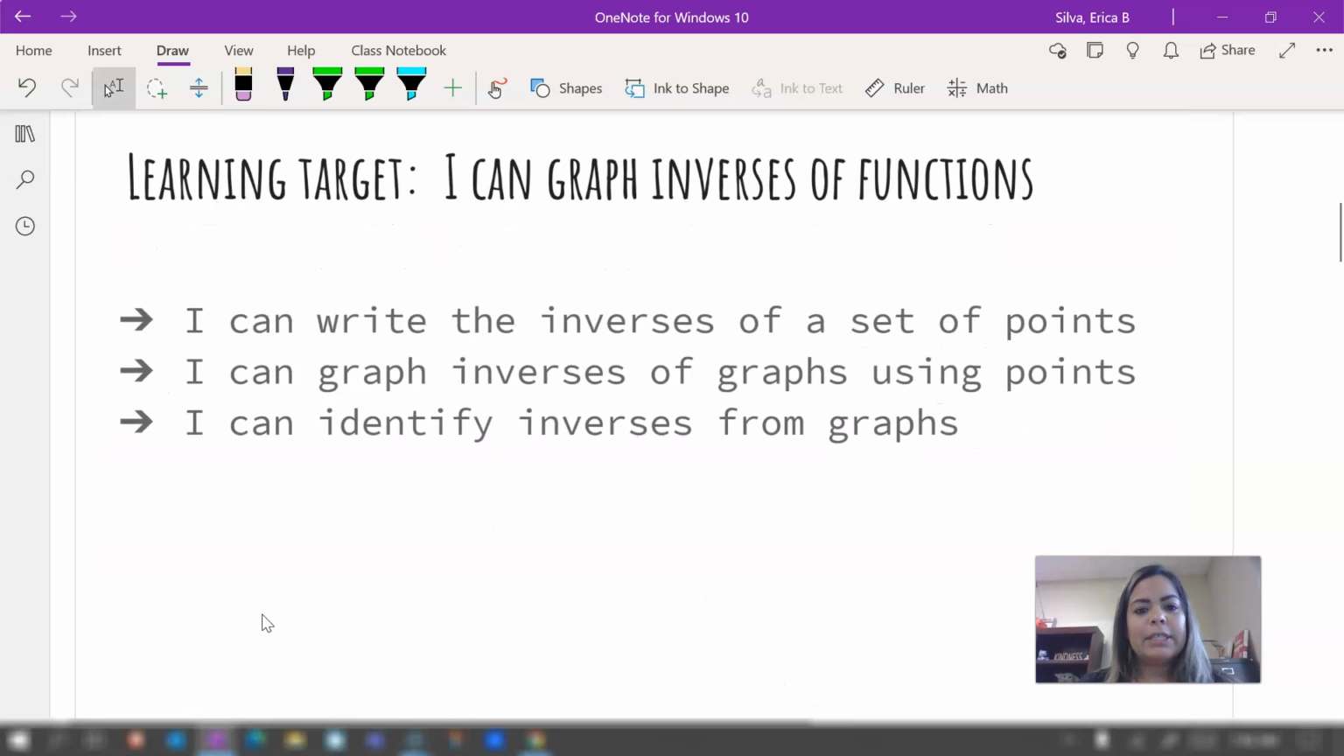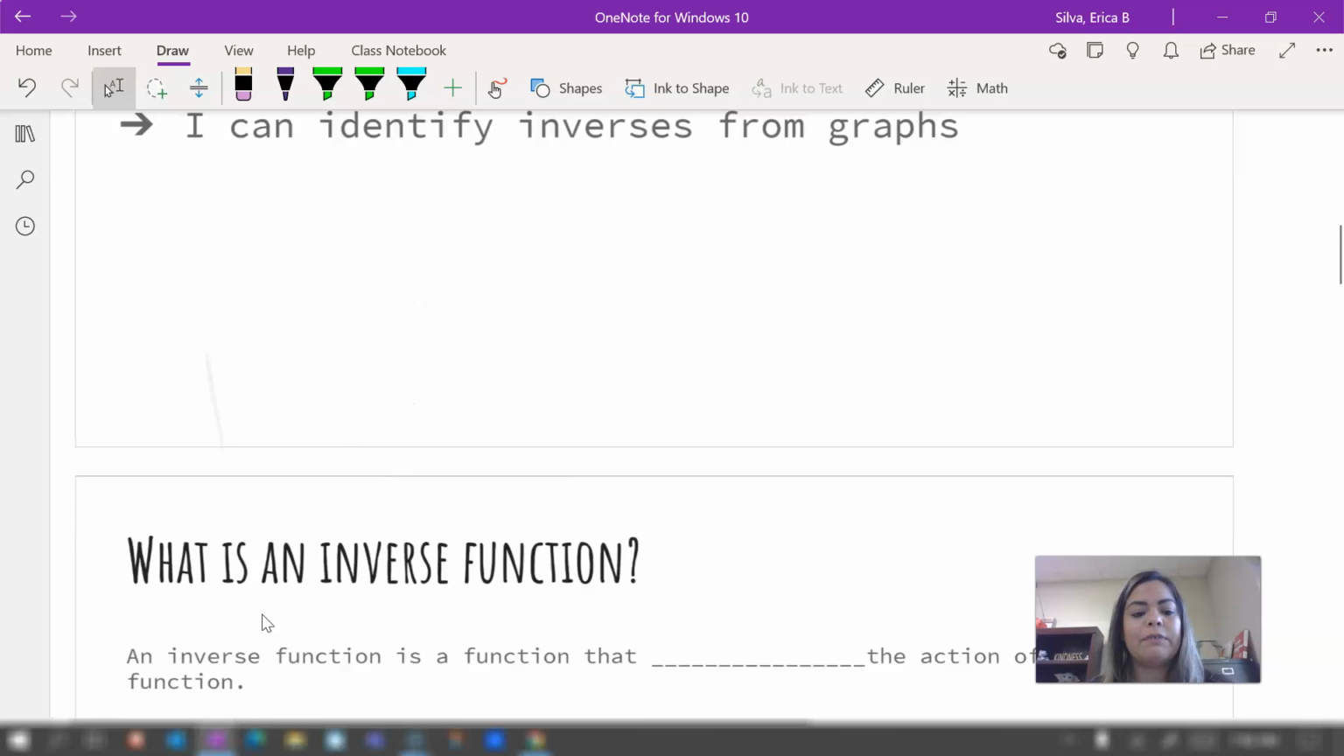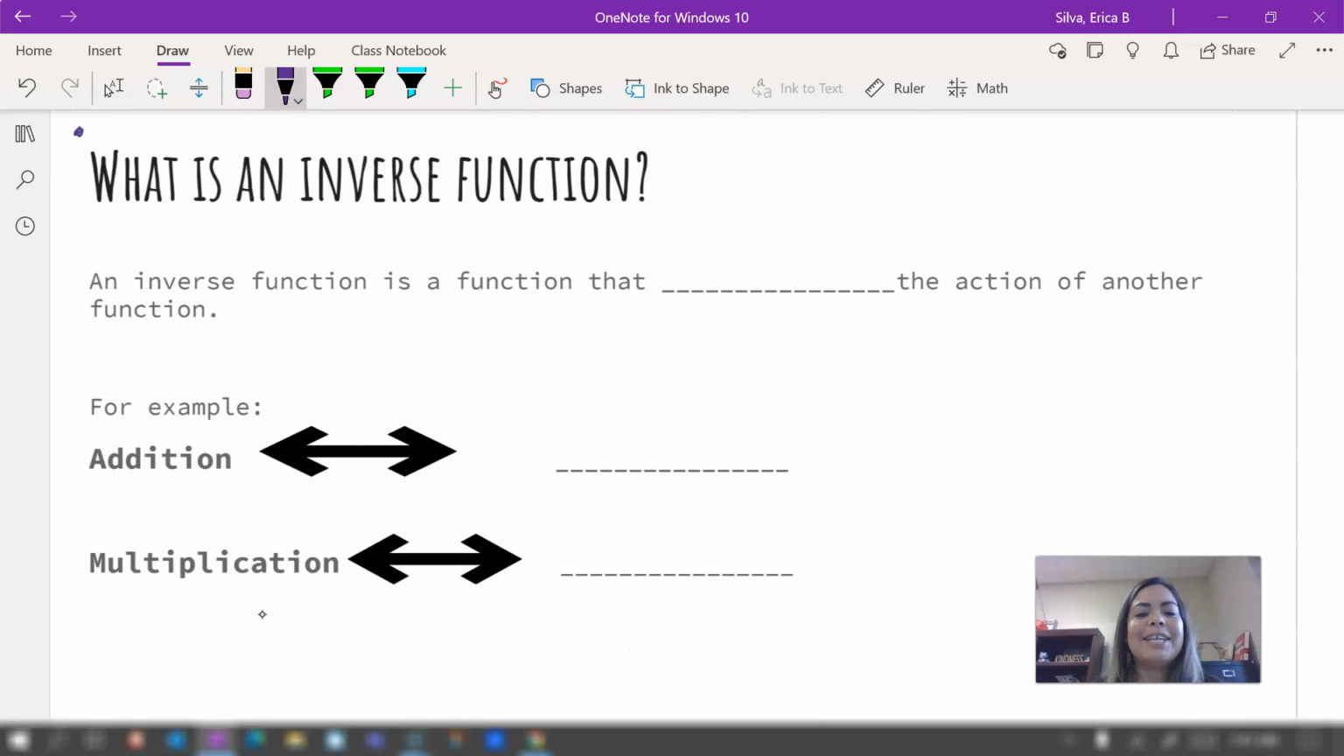So our learning target is I can graph inverses of functions. In order for us to be successful, we need to be able to write the inverses of a set of points, then graph inverses of a graph using the points, and then we need to be able to identify inverses from graphs.